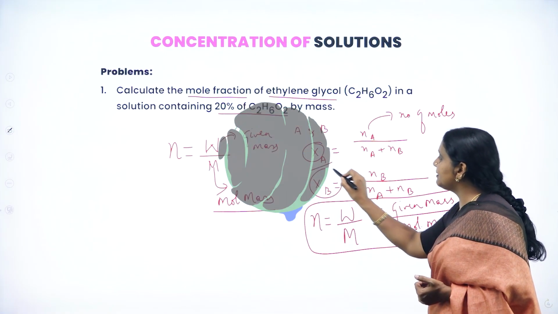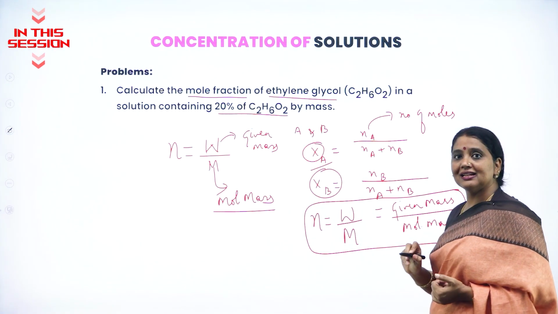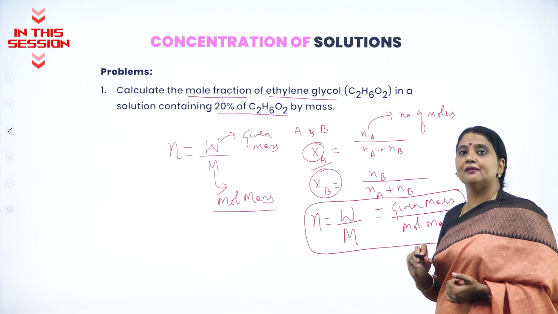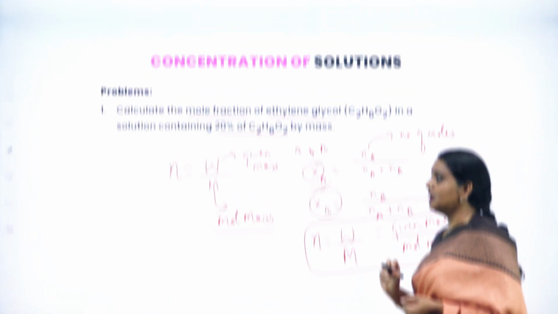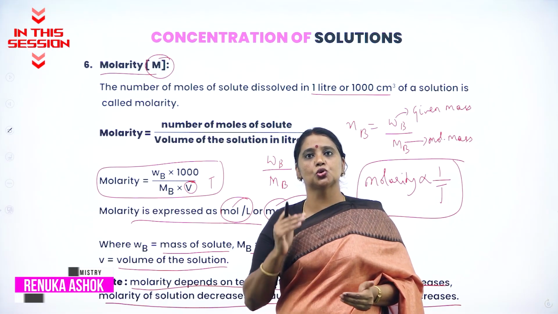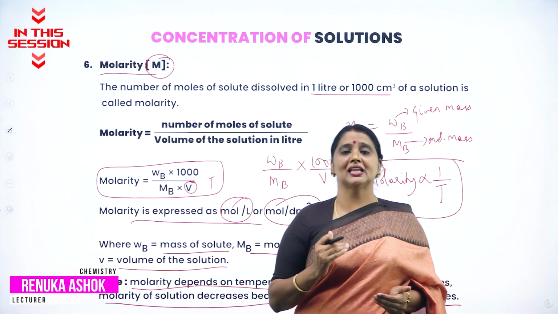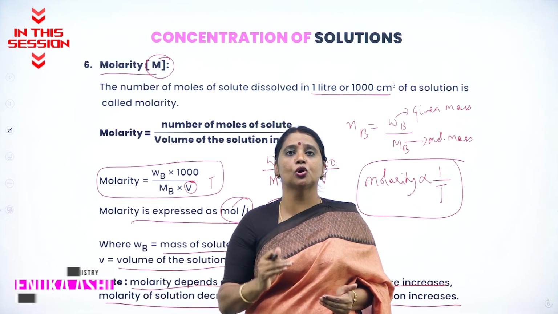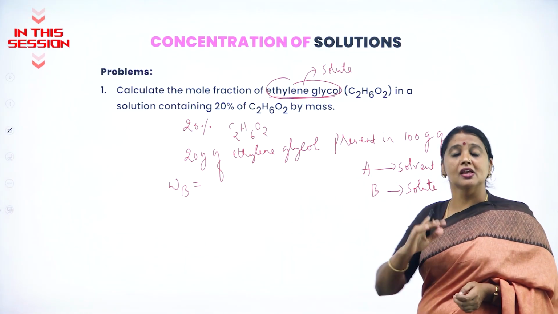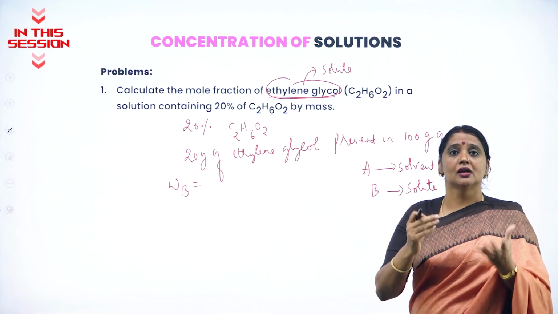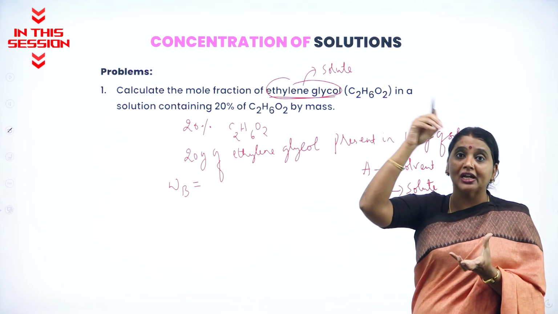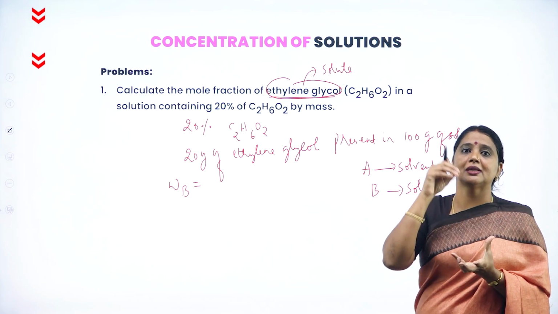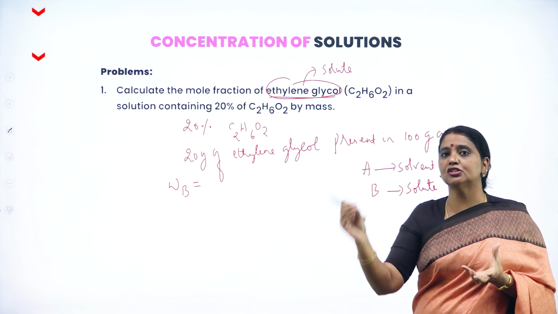If you want to calculate mole fraction of B, it can be calculated using the formula NB divided by NA plus NB. How can you calculate molarity of the solution? Molarity of the solution is calculated by using the expression WB divided by MB into 1000 divided by V. Why does A represent solvent? When you are preparing a solution, first we have to take the solvent, and to that we have to add the solute. Therefore, part 1 is solvent, part 2 is solute.